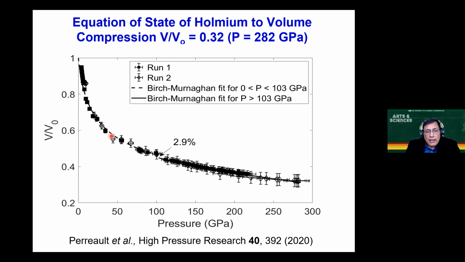So this is the equation of state of holmium measured using toroidal anvils. And here, by fitting our equation of state, we predict a volume change of around 2.9%. And notice the compression here. Holmium is compressed to about one third of the volume at ambient pressure. Okay.